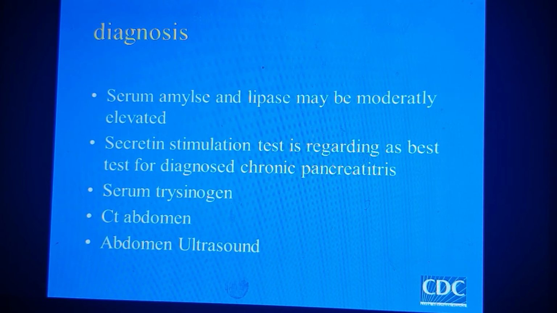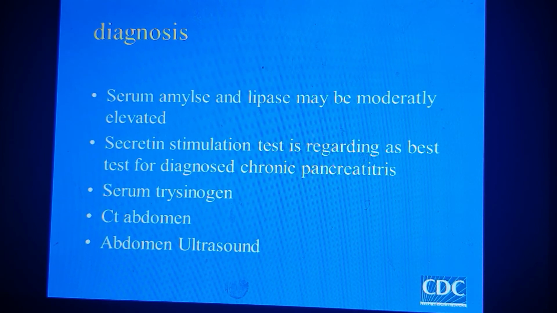Secretin is a hormone produced by the upper small intestine, especially the duodenum, when partially digested food comes from the stomach. It leads to secretion of fluid containing digestive enzymes from the pancreas. So for the test we do endoscopy, with a tube inserted from the nose to the duodenum, and inject the secretin hormone IV, and see the function of the pancreas, whether it secretes fluid that contains digestive enzymes or not.